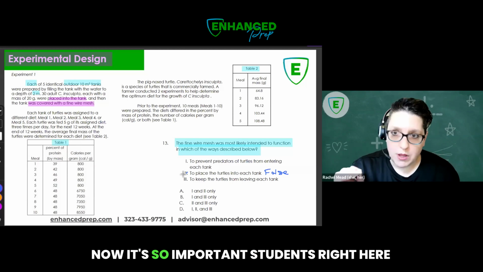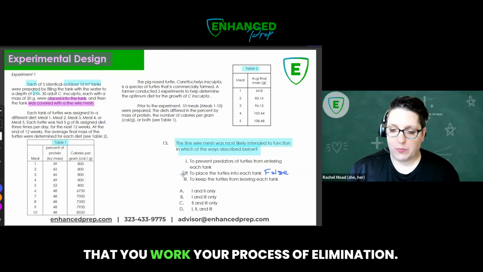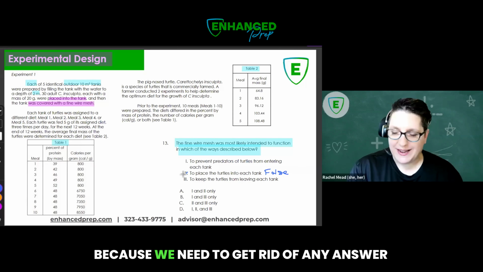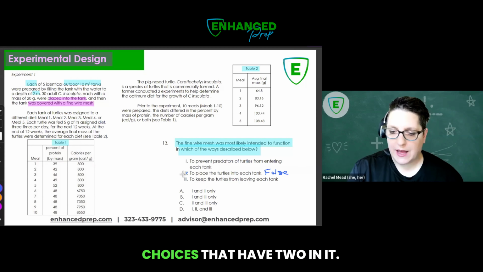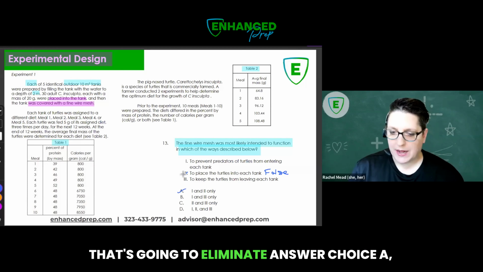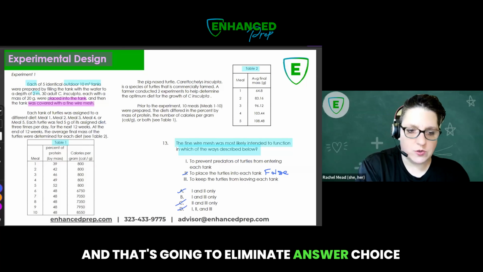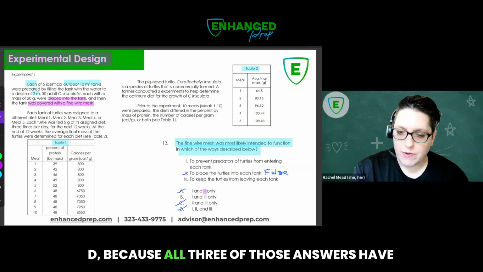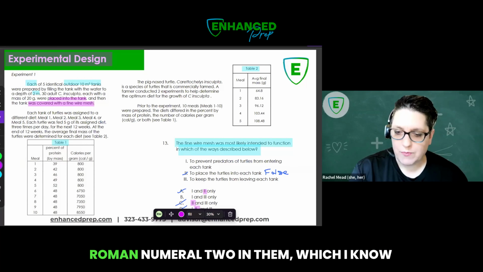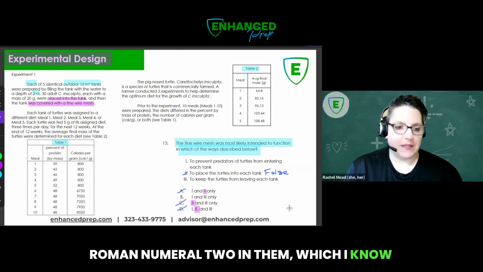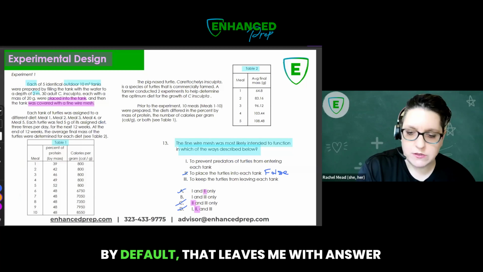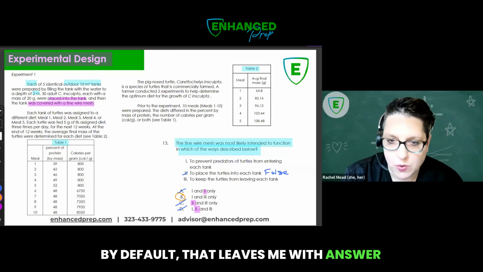Now it's so important, students, right here that you work your process of elimination, because we need to get rid of any answer choices that have 2 in it. That's going to eliminate answer choice A, answer choice C, and answer choice D, because all 3 of those answers have Roman numeral 2 in them, which I know must be false. By default, that leaves me with answer choice B.